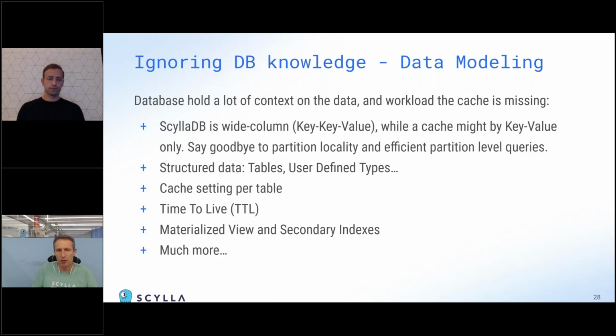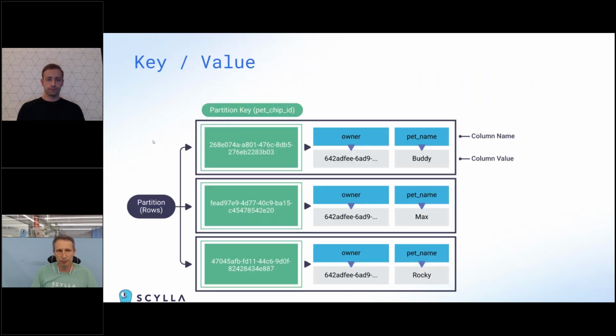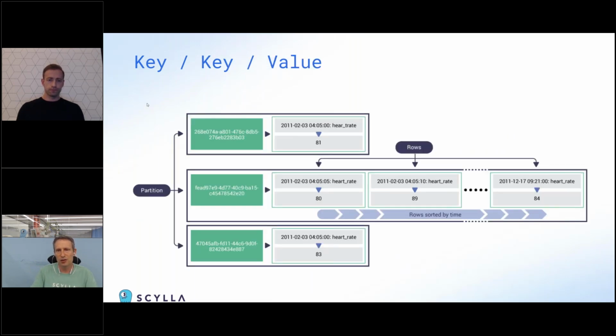And there is another property of the database which is not propagated to the caching. For people who are not familiar with Scylla, what is the difference between a key value and a wide column database? This is how a key value store like Redis or Memcache looks. And this, at a very high level, is how a wide partition database looks. There are partitions and there are many rows inside the partition.